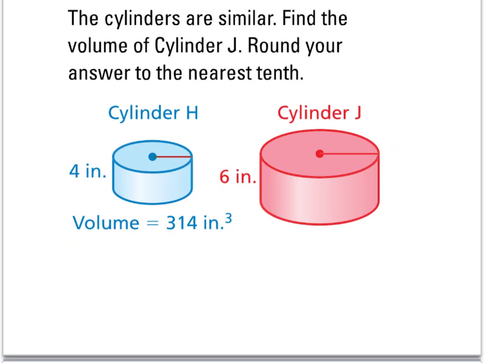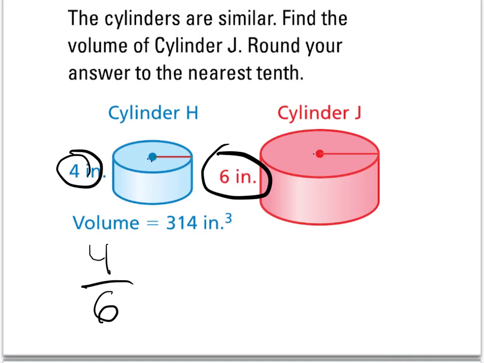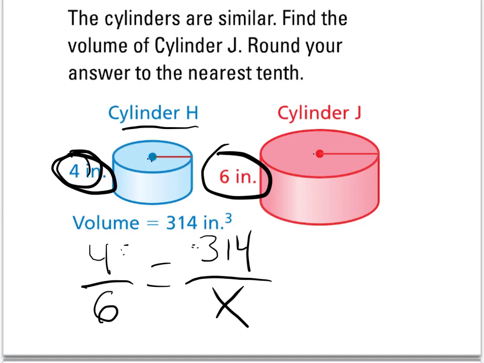Another example, this time we're going to be looking at volume. Think about this situation here. The cylinders are obviously, again, similar. We're looking at 4 in comparison to 6, so I'm going to compare 4 to 6. The volume we know for the cylinder H, so that's going to be 314 on the top because of this 4. We have to compare apples to apples here on the top. I'm going to put that over X. I don't know; I want to find the volume of J.